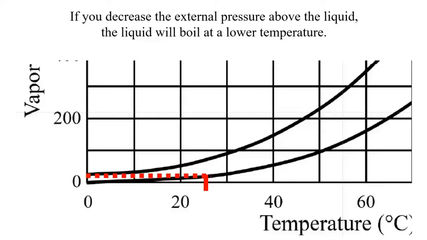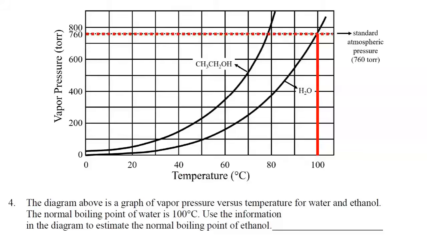That is not the normal boiling point, but it is a temperature at which water will boil. Now, question 4 is asking about ethanol. So the normal boiling point of water is 100 degrees Celsius. Use the information in the diagram to estimate the normal boiling point for ethanol.